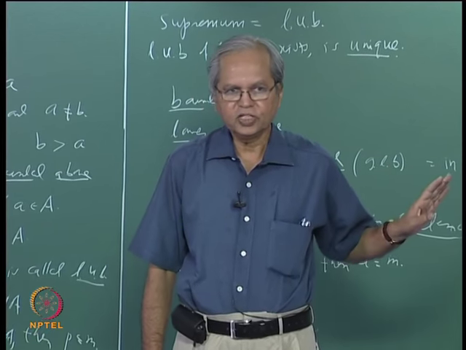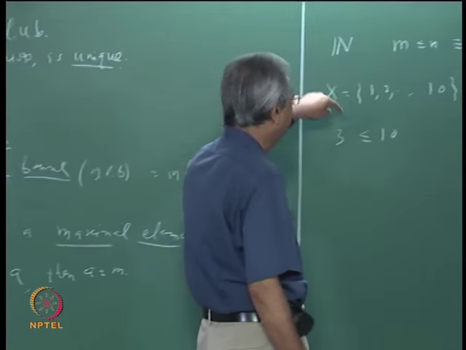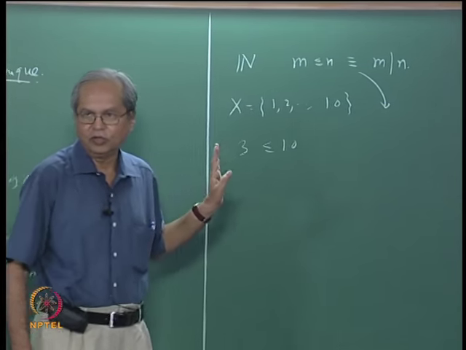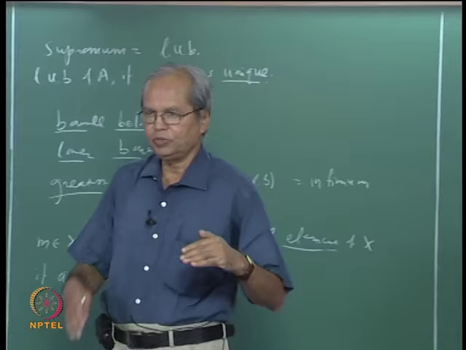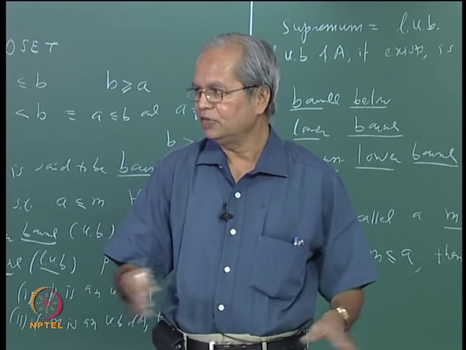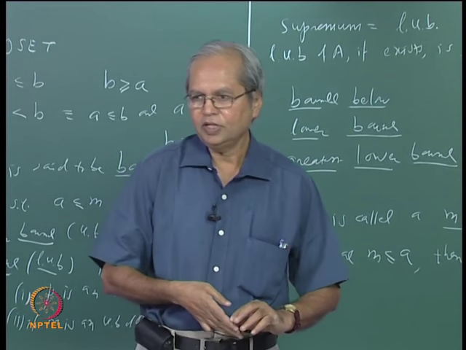So there's a difference between a maximal element and an upper bound. This happens when it's a partial order, because certain elements may not be comparable at all. For an upper bound, what we require is that it should be bigger than or equal to every element in that set. That means it must be comparable with every other element. But for a maximal element, we are not saying that.